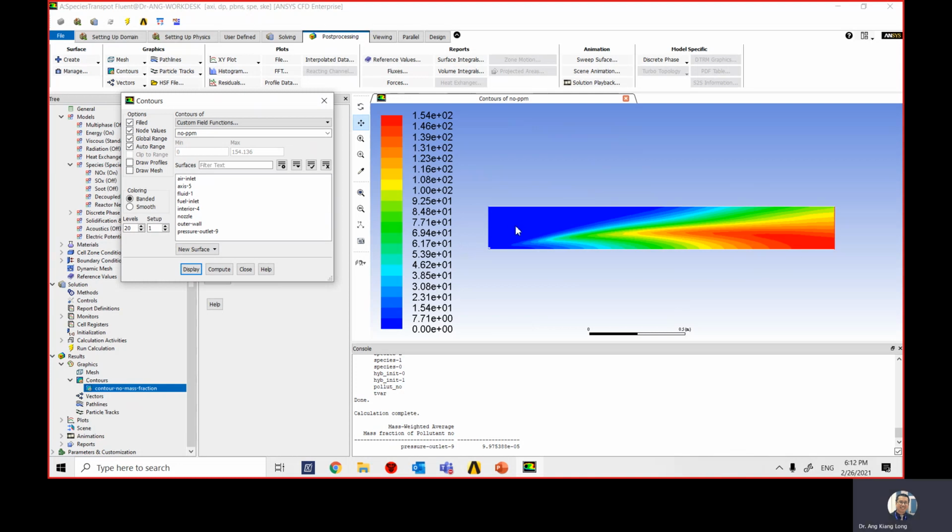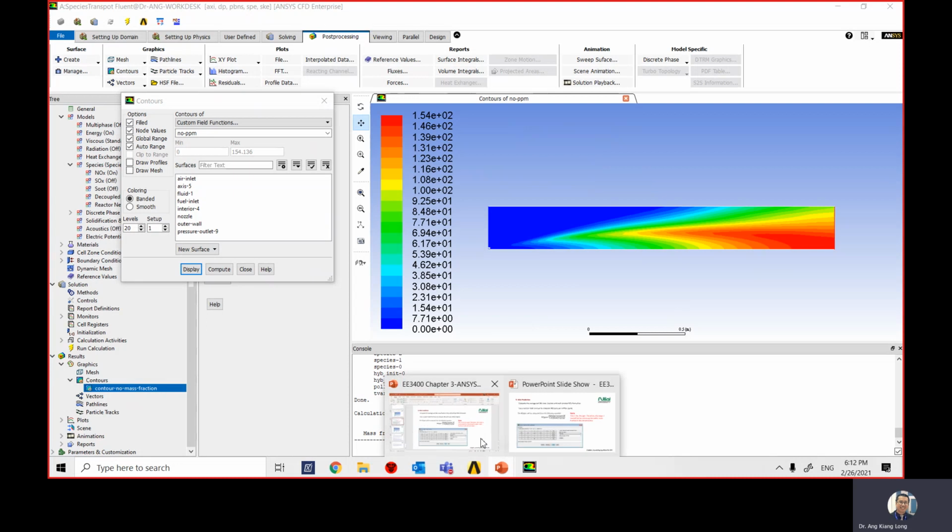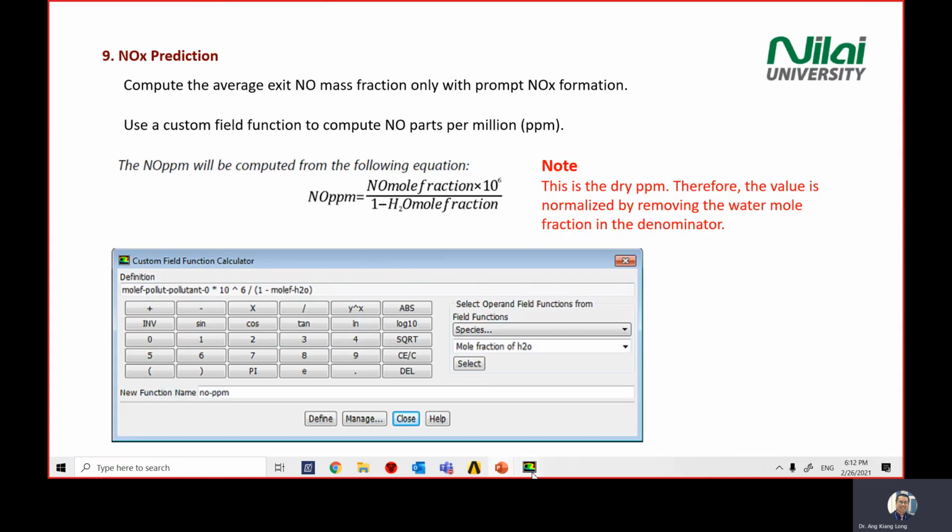Okay, so this is how you calculate or project the contour of ppm for an element, in this case nitrogen oxide, parts per million, according to the equation that we just keyed in. According to this equation. All right.